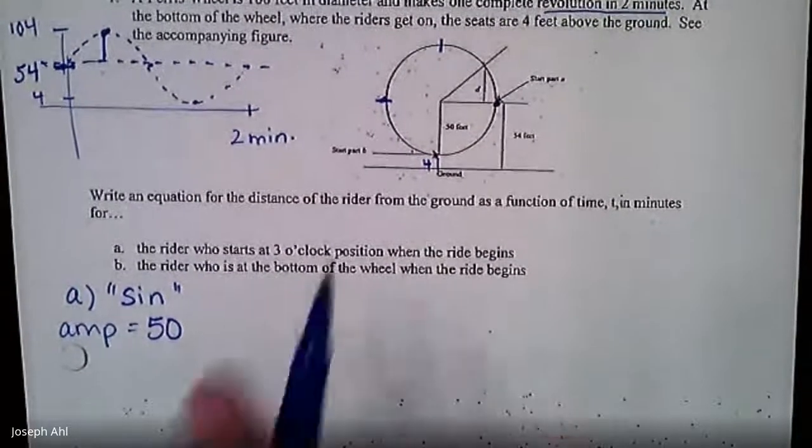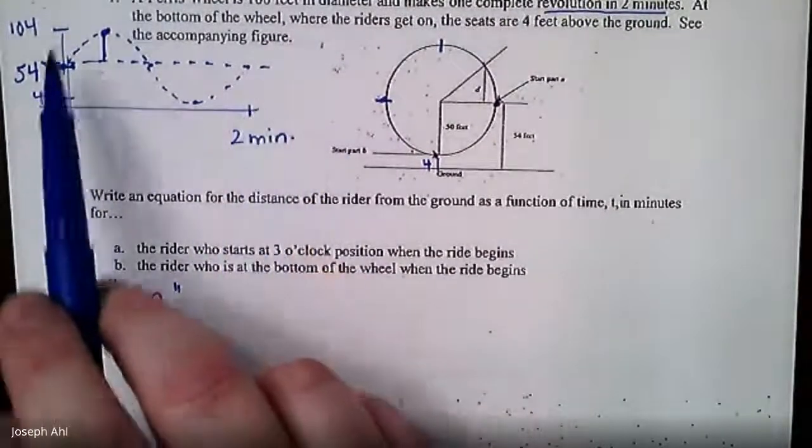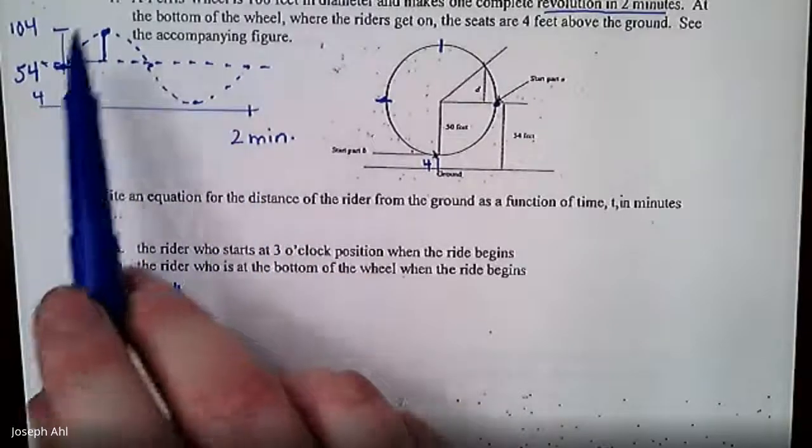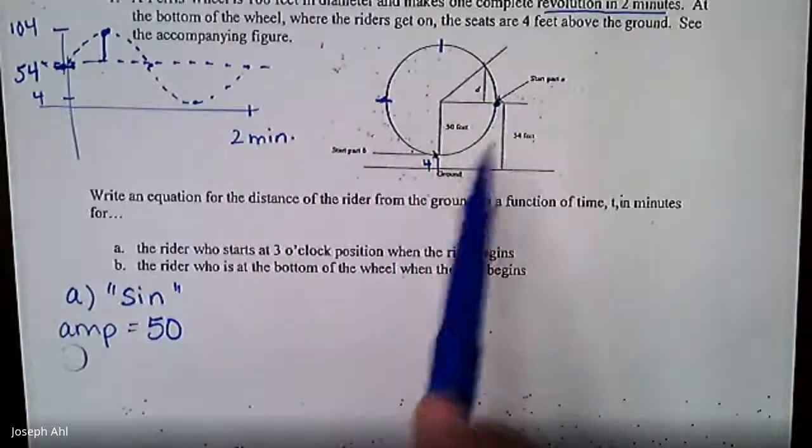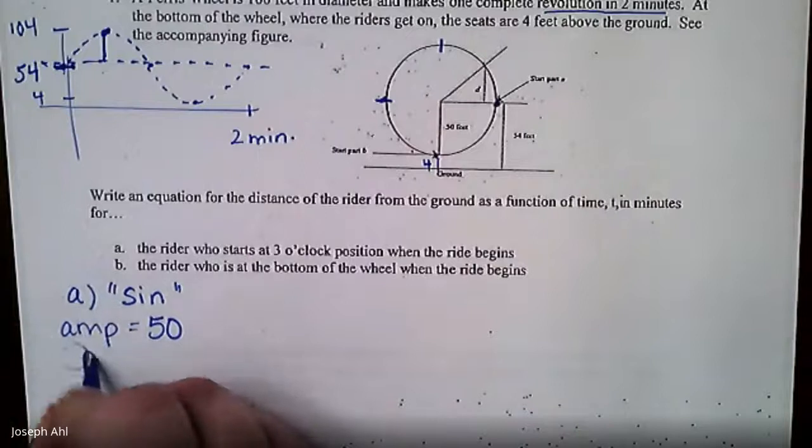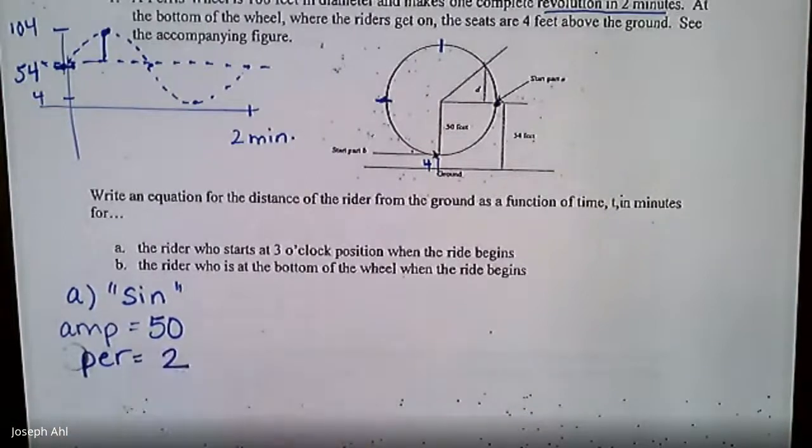Okay. Now, this idea of 2 minutes, that's how long it took to complete one cycle, right? To get from where I started back to where I finished. So that winds up being the period. The period of this is 2.